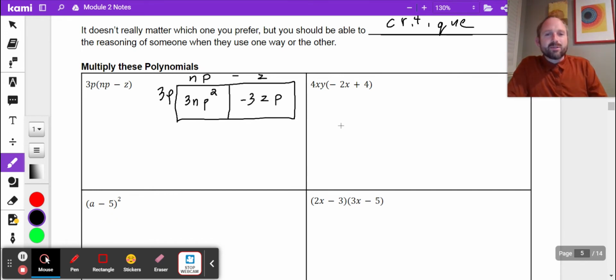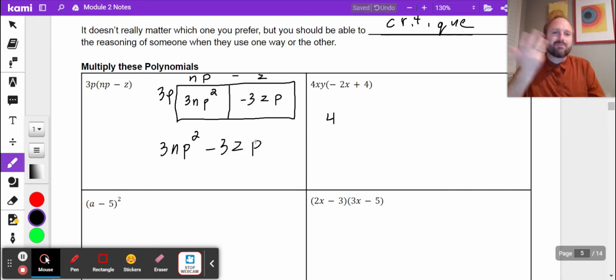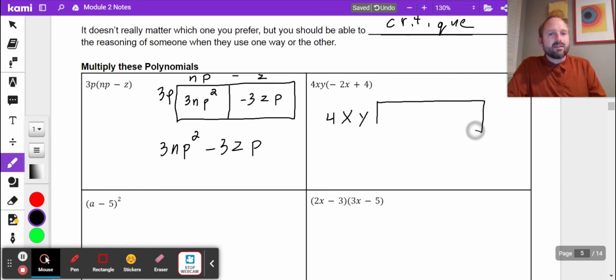All right, let's multiply this one. I'm going to set it up. So if I took this out, it would look like this. There we go. Done. So now let's set up our area model. I have two terms, so I'm going to have two boxes. One term on the outside, two terms on the inside. And now I just need to multiply. So I'm going to multiply the numbers. So I have negative 8, and x times x is x squared, and I have a y.